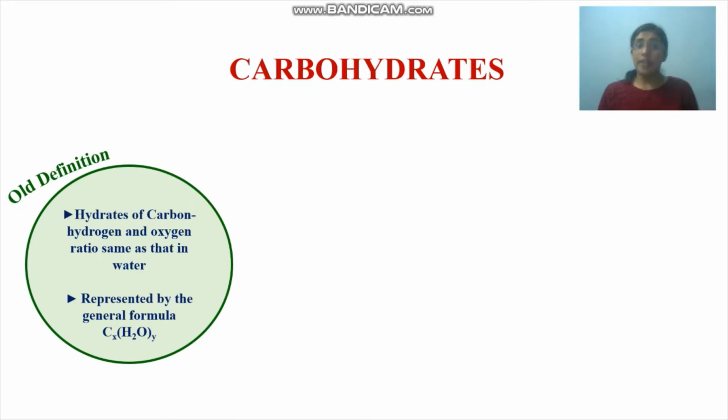An older definition of carbohydrates: earlier it was considered that carbohydrates are simply hydrates of carbon. That is, they just have carbon, hydrogen, and oxygen. Also, this hydrogen and oxygen are in a ratio that is the same as that of water, that is 2:1, and they can be represented by the general formula Cx(H2O)y. This was the definition that was given to carbohydrates.